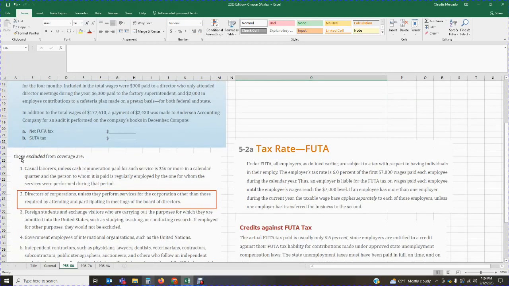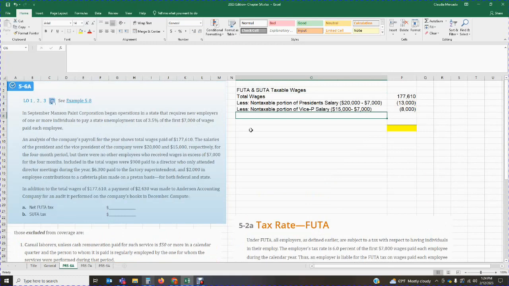Within the textbook, you're going to find that directors are excluded from coverage. Directors of corporations are excluded, unless they perform services for the corporation other than just attending or participating in meetings. The problem here says that we paid $900 to a director, and all that director did was attend meetings. So those $900 paid to that director are going to be deducted. That is not taxable for FUTA and SUTA.